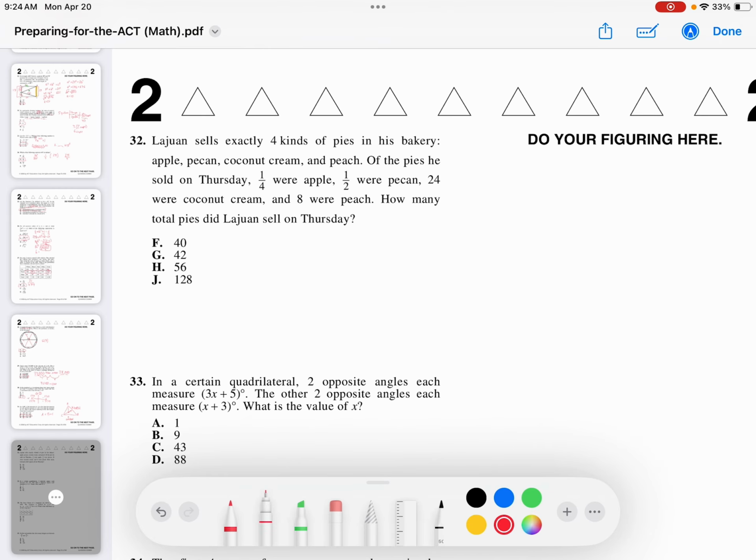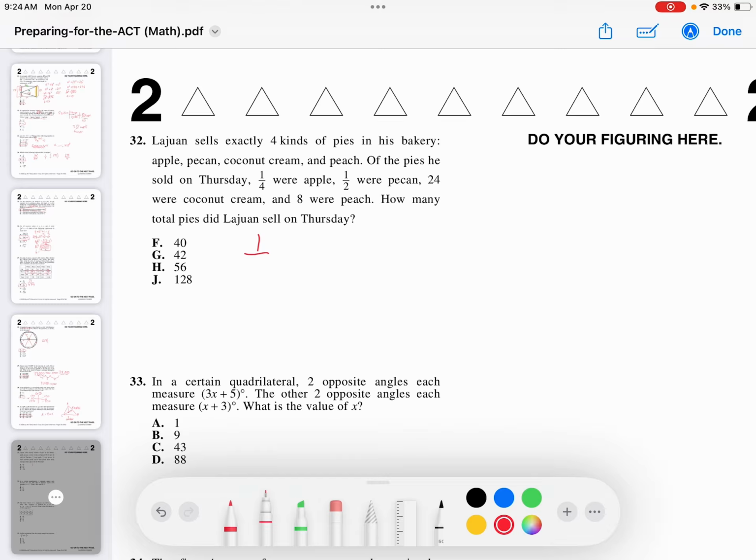Okay, so there's actually 4 kinds of pies in the bakery: apple, pecan, coconut cream, peach. One of the pies you sold on Thursday. A fourth were apple, half were pecan, 24. Okay. Let's see. How many total pies?